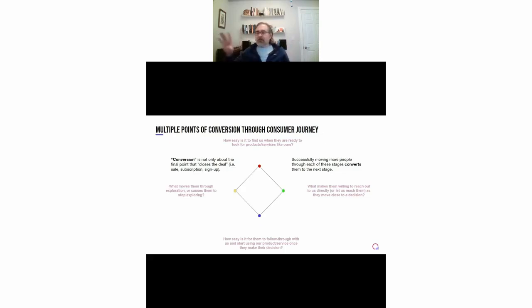What moves them through exploration? What makes them willing to reach out to us? What moves them from acquisition deeper? And then what makes them follow through? Those are all points of conversion. And so conversion rate optimization is not a thing that is only focused on one type of conversion. It is that practice of learning, understanding, and putting into practice things that are going to increase movement through this consumer journey.